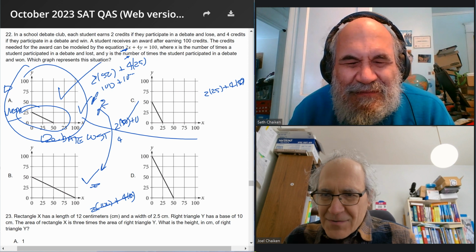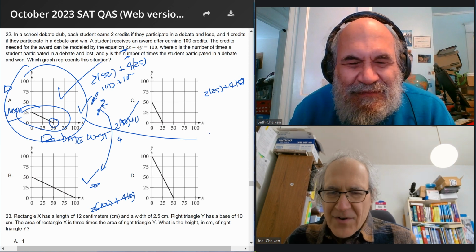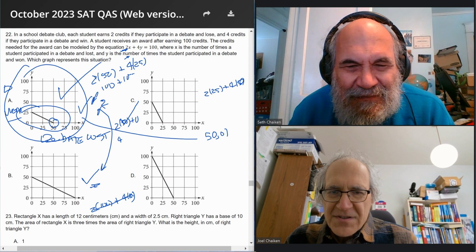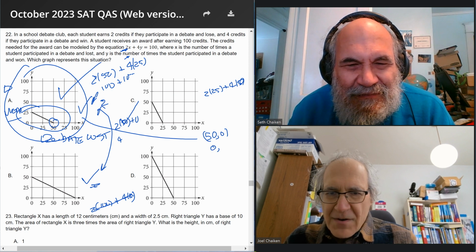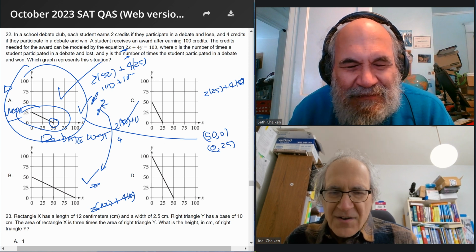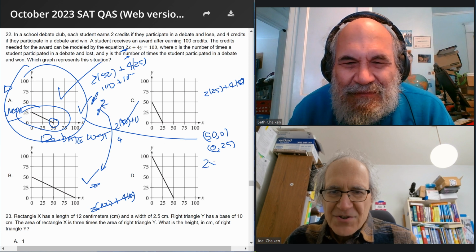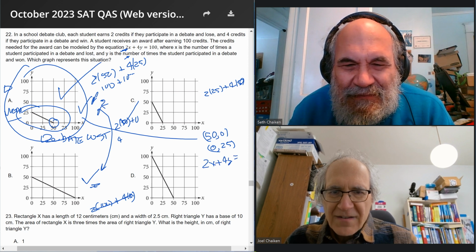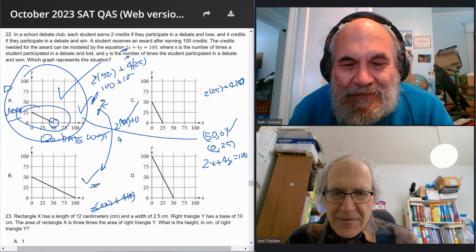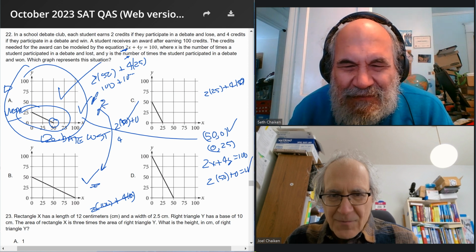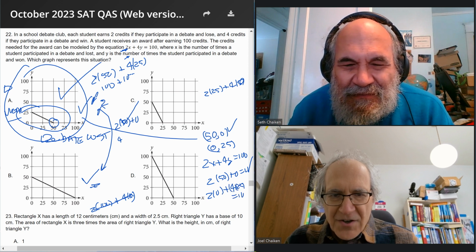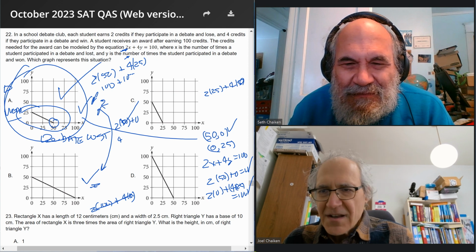So the 2 points you have are (50, 0) and (0, 25). We're going to test these in the equation 2x plus 4y is 100. The first one, 2 times 50 plus 0 is 100. Check. The second one, 2 times 0 plus 4 times 25 is 100. Check. So this is the answer.